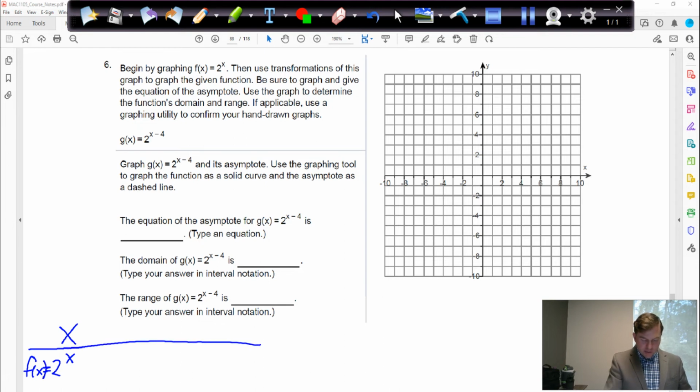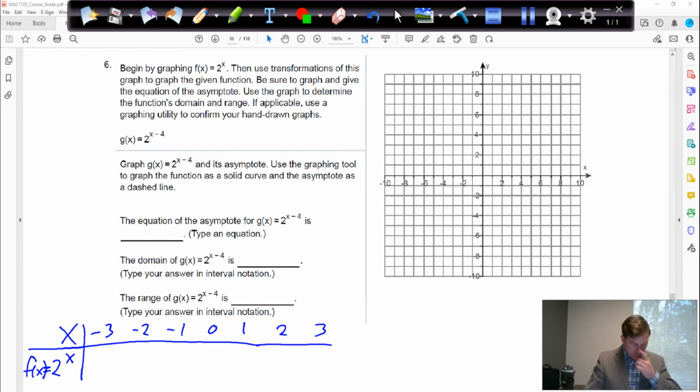So let's pick some x's. And if you remember the pattern on 2 to the x, they double. So 0 is 1, at 1 it doubles to 2, then it doubles to 4, then it doubles to 8. And the left side is just 1 over each of these numbers. So minus 1 is 1 over 2, and minus 2 is 1 over 4, and minus 3 is 1 over 8.